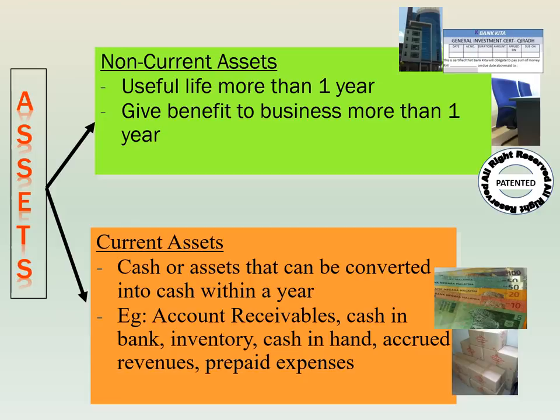Accrued revenues means the revenue that has occurred but has not been paid yet. For example, you rented out a part of your shop and the tenants will pay you rentals, and probably the tenants delay the payment until the end of the year. So it's called accrued revenues and classified as current asset.